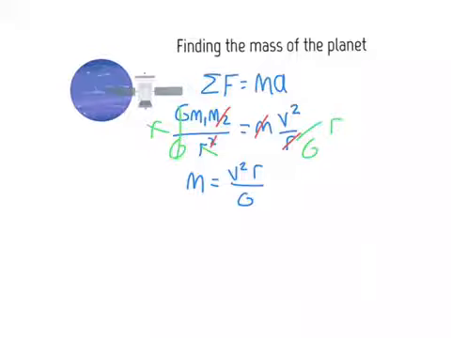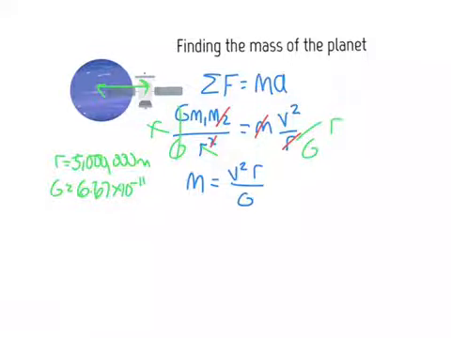So through your telescope, maybe you measure the distance that the satellite is away from the center of the planet. That's going to be r. And let's say that you find that r is 5 million meters. We know big G, that's the gravitational constant, that's 6.67 times 10 to the minus 11.